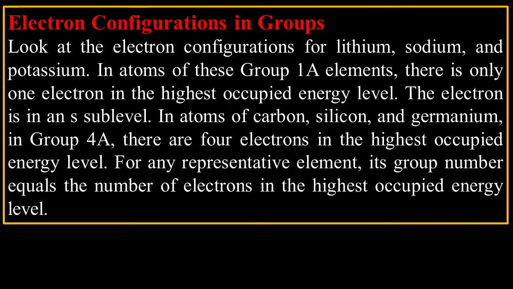Look at the electron configuration for lithium, sodium, potassium. In atoms of these group 1A elements, there is only one electron in the highest occupied energy level. The electron is in an S sublevel. In the atoms of carbon, silicon, and germanium in group 4A, there are 4 electrons in the highest occupied energy level. For any representative element, its group number equals the number of electrons in the highest occupied energy level.